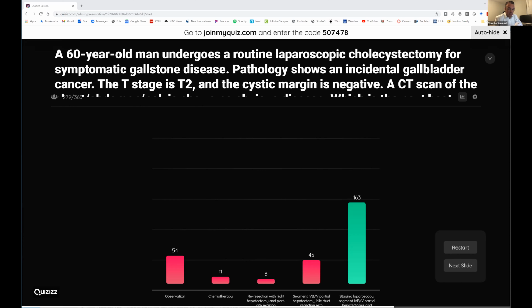Staging laparoscopy is controversial for a T2. Generally T3 and above, that's recommended because there's a high chance of peritoneal disease. And if you spilled bile on the initial operation, you should do laparoscopy. Or if their tumor markers are elevated, because those are all high-risk features for having peritoneal disease.